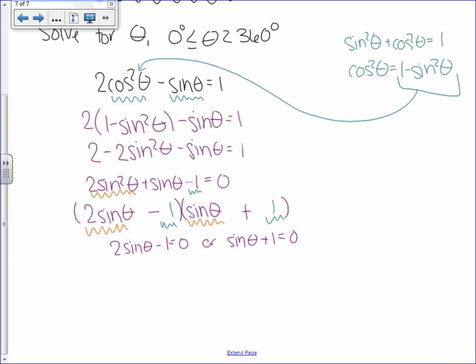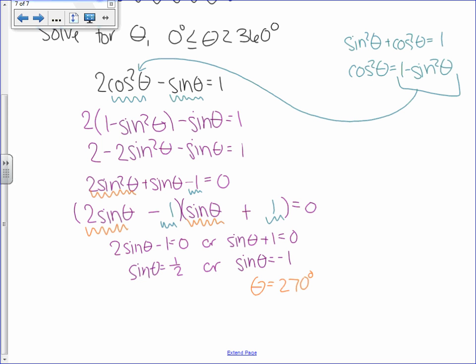Now we're just solving this like a normal equation. Do a little t-chart. You could have used the quadratic formula. You get that sine theta is equal to 1/2, or sine theta is equal to -1. Now we can go ahead and take the inverse sine of both sides. I'm going to do this one first. Sine theta equals -1. That's just 270 degrees. There's only one possibility for that one.